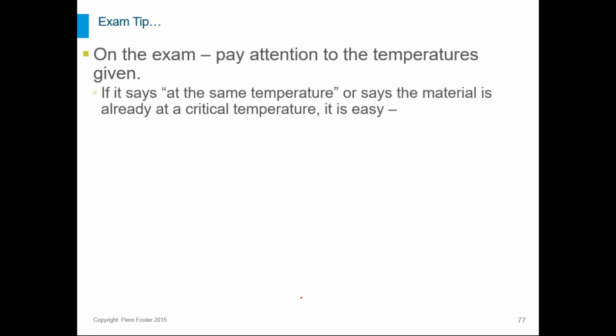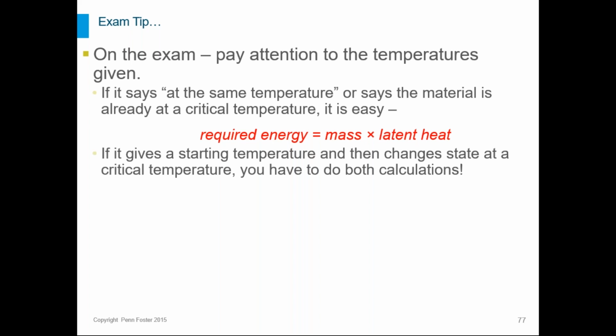So how do we know what we're doing on the exam? So we've got kind of three different ways to talk about changing heats and melting and changing temperatures. So you got to pay attention to what temperatures are given. If you have a question on your exam that says you're melting something at the same temperature, or it says the material is at its critical temperature and you're melting it or you're evaporating it, then it's easy. You just take required energy is equal to the mass times the latent heat. That's how much energy it takes to melt it.